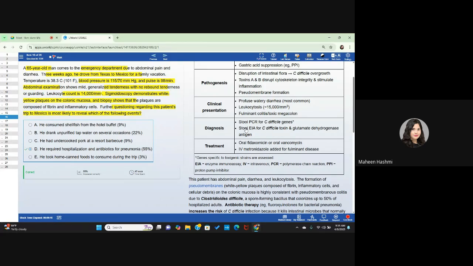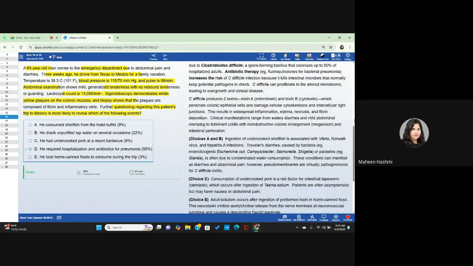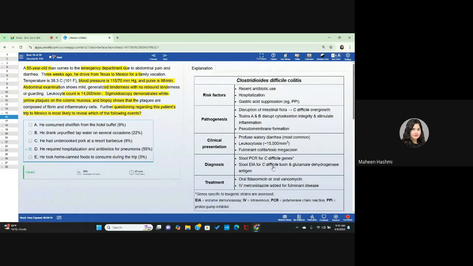You check for stool toxins. What type of toxins are there in C. diff? Toxin A and B. Very good. So you check for toxin A and B on stool testing, and it can develop into toxic megacolon. So we talked about the toxic megacolon. It also happens in C. diff as well. So C. diff, ulcerative colitis can cause toxic megacolon, Chagas can cause toxic megacolon. It's very high yield for you to remember.